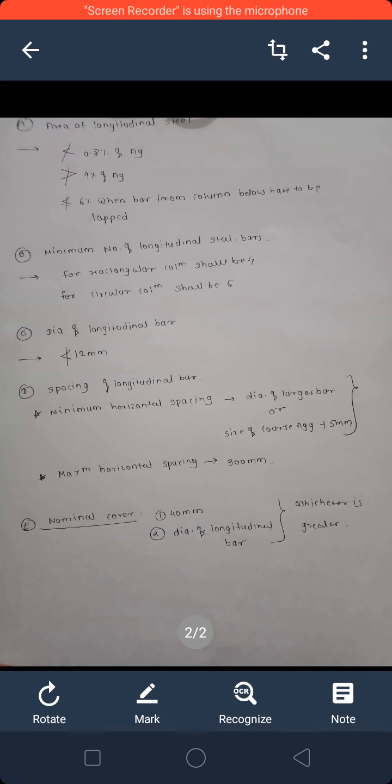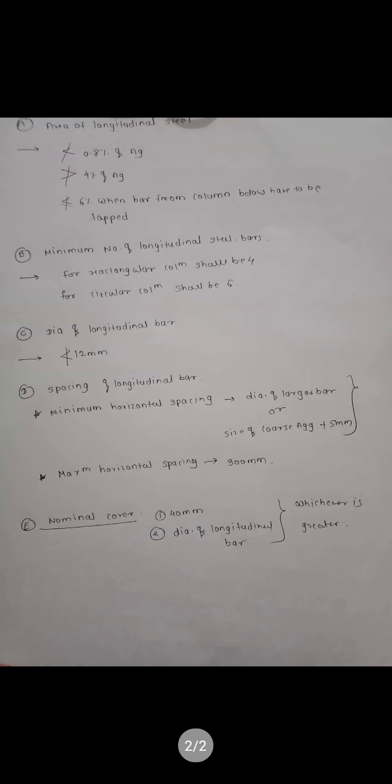Fourth requirement is spacing of longitudinal bar. The minimum horizontal spacing between two parallel main bars shall not be less than the diameter of the larger bar or maximum size of coarse aggregate plus 5 mm. The maximum spacing of longitudinal bars measured along the periphery of the column shall not be more than 300 mm.